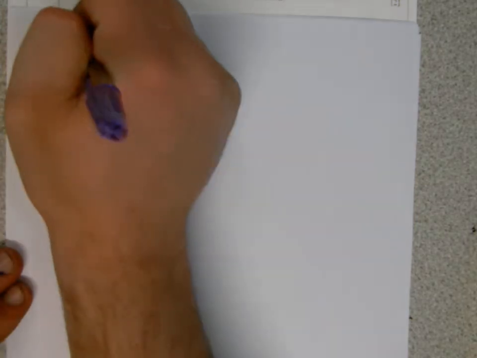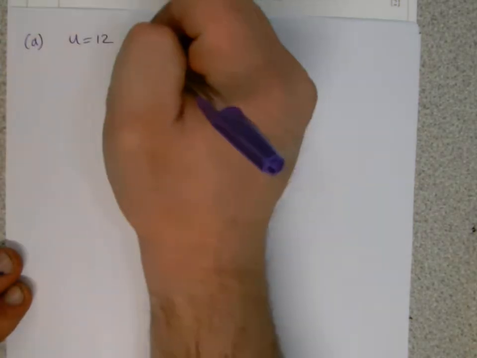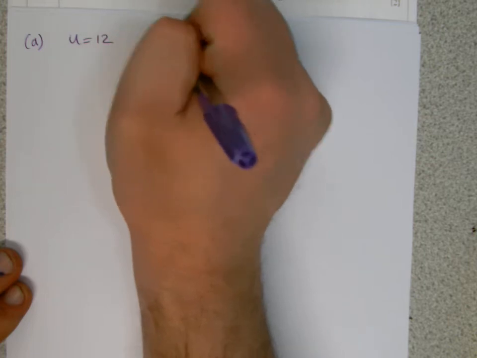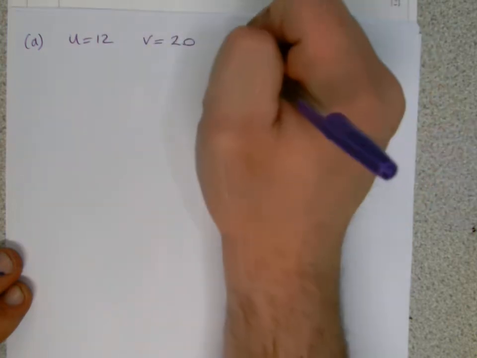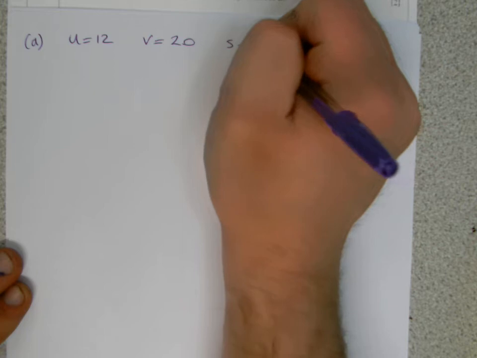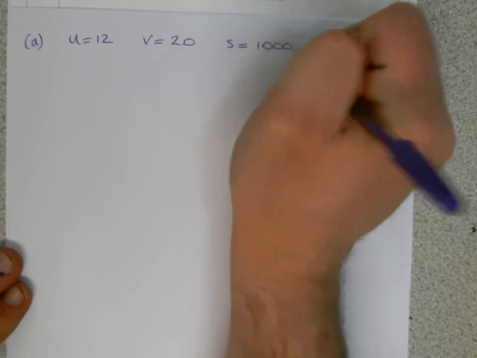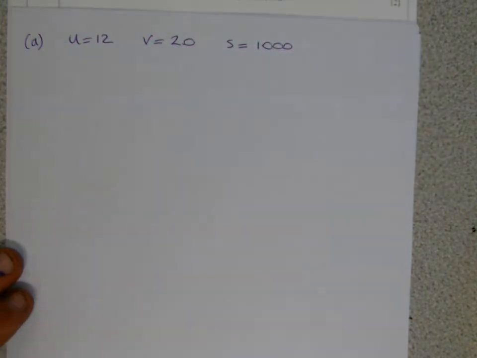Okay, so in this question, a vehicle is moving along a straight horizontal road, and its speed is measured at 2 points, A and B. At A, its speed is 12, and at B, its speed is 20. So we can think of its initial velocity as 12 at A, and when it's at B, its final velocity is 20. It says the distance between A and B is 1,000 meters. Okay, so we've got that information there.